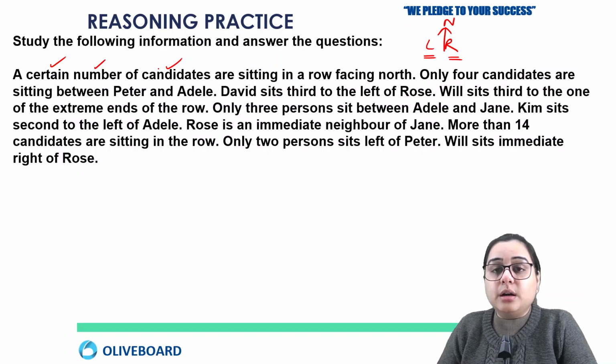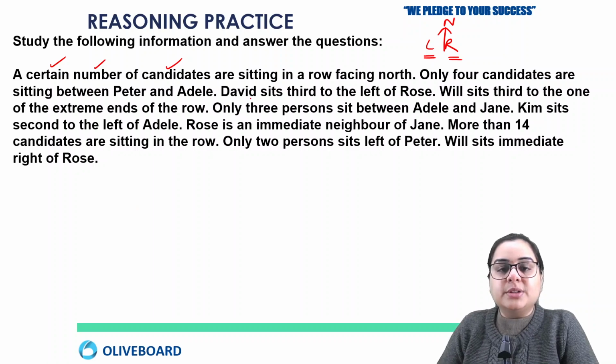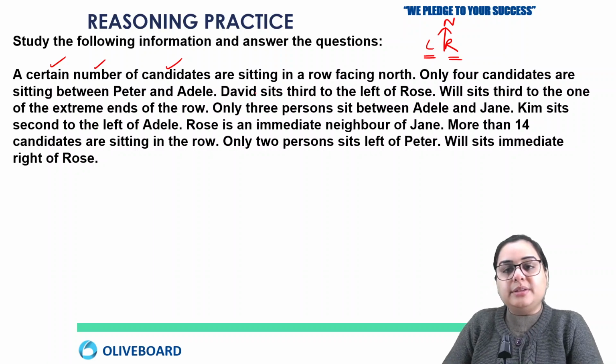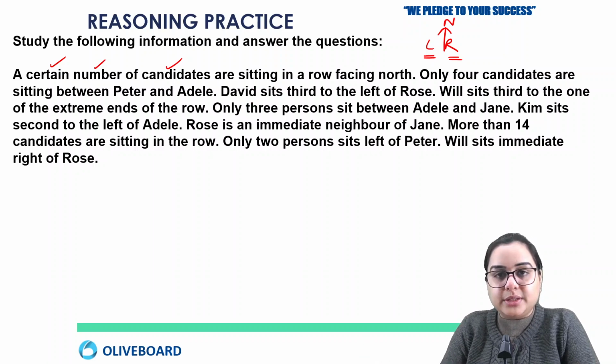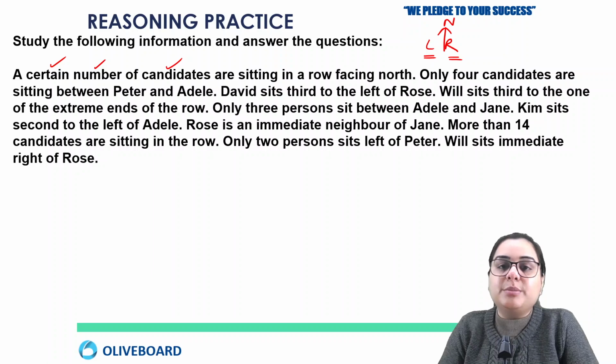Which information do we have to pick at the start? The information that says between, like between Peter and Adele, we are not sure who is sitting on the left or who is sitting on the right. So let's start solving this question with any definite information. Which information is definite? Here you also have the information that David sits third to the left of Rose. Even that would not be a good option to start with, but if you have some definite information related to an extreme end, that will be a better one.